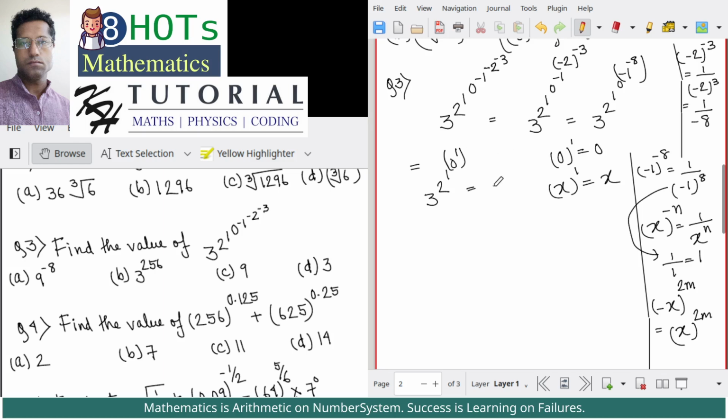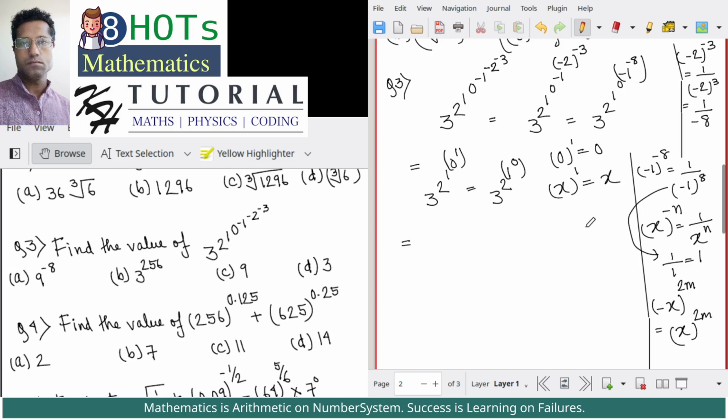So this becomes 3 raised to the power 2 raised to the power 1, and 1 is raised to the power 0. So now we have to evaluate 1 raised to the power 0. Now what is 1 raised to the power 0?